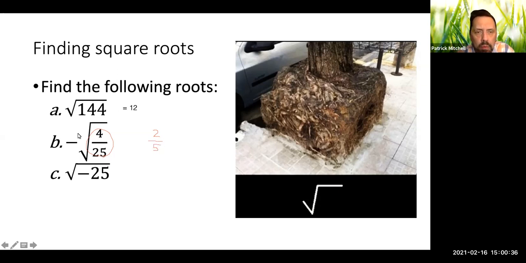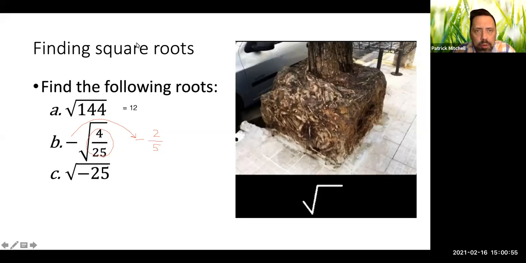All right, and what I was telling you about this negative sign is it just comes along for the ride. So you just put a negative sign in front of your answer, and the negative square root of 4/25 would be negative 2/5.